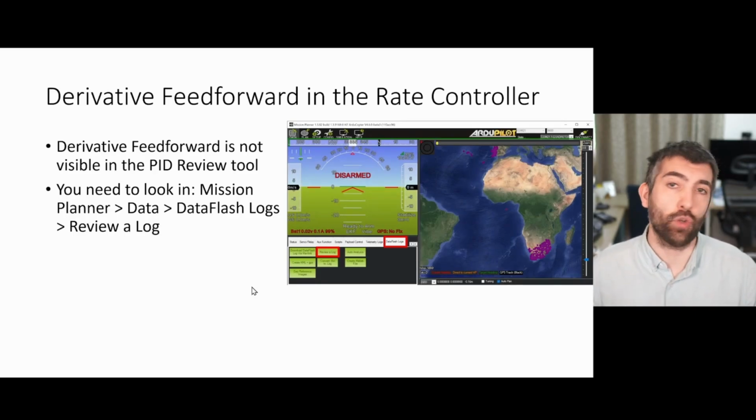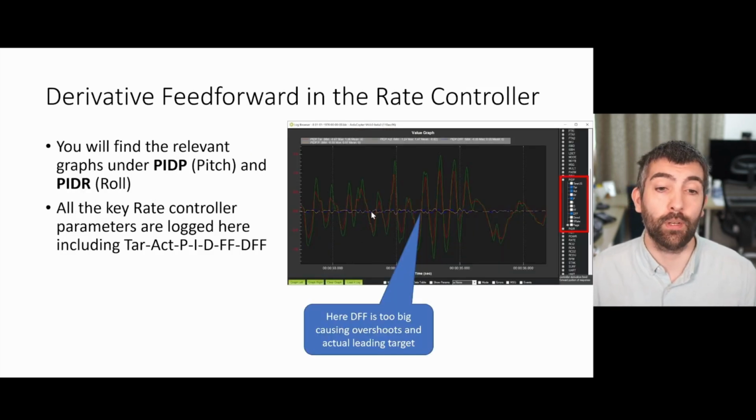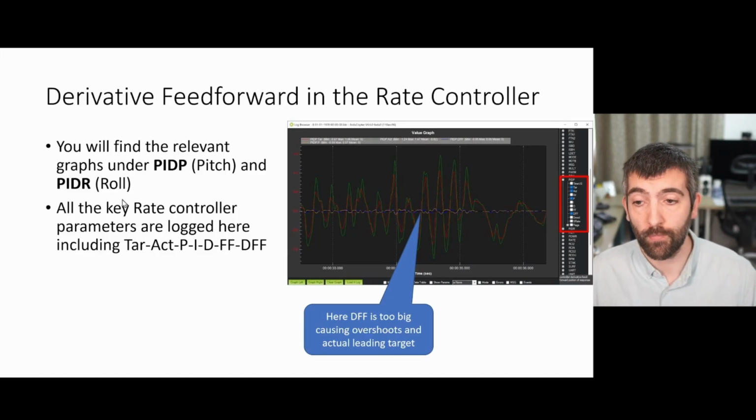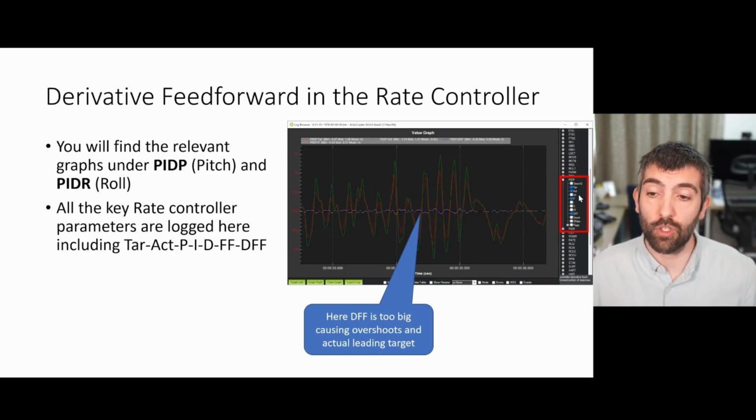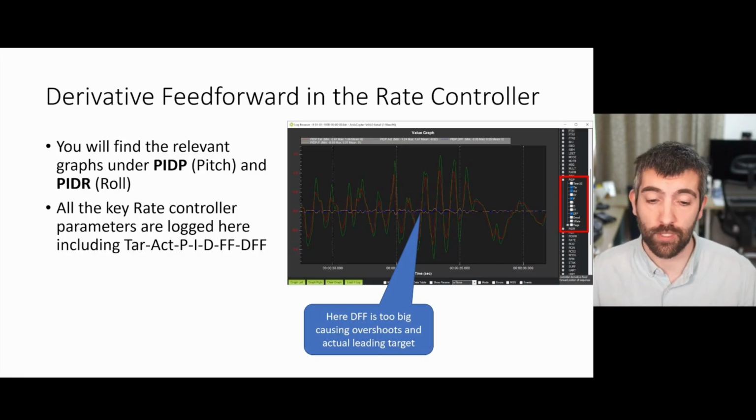Derivative feed forward is not visible at all in the RGPilot PID review tool in the web tools. In order to tune derivative feed forward, you're going to have to go into Mission Planner, Data Flash Logs, and the Reviewer Log menu. That will open the log browser, which we've been using before, and you're going to find the relevant graphs under PID-P for pitch and PID-R for roll. Once you open these submenus, you're going to find some radio buttons, and you can turn on Target, Actual, P and DFF, which is what I'm using. This will show you how DFF is acting and how it's affecting the target and the actual values.